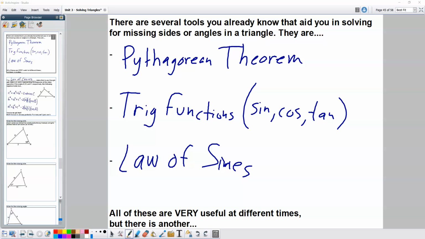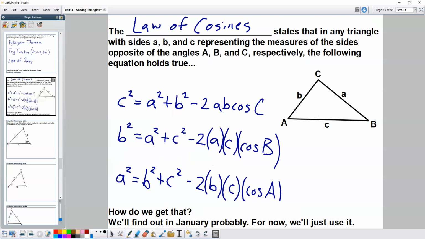There are several ways that you have already been taught to solve for sides in a triangle. Maybe in seventh, eighth grade, you talked about the Pythagorean theorem, a squared plus b squared equals c squared. Next, trig functions, in maybe ninth or 10th grade, your geometry class, you talked about sine, cosine, tangent. And recently we've talked about the law of sines. And there is another way, and that other way is the law of cosines.